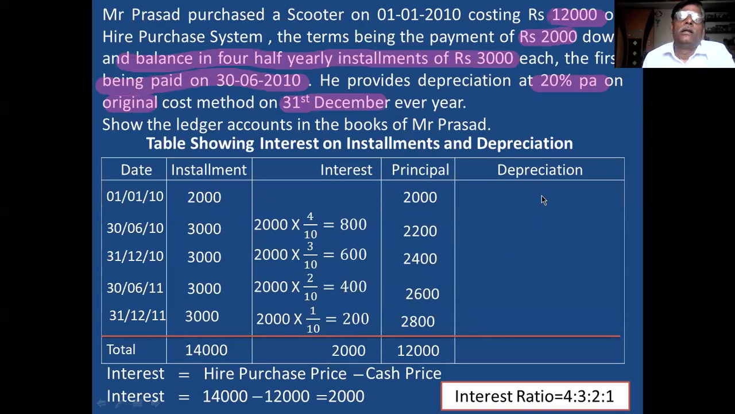Then the rate of depreciation is 20% on original cost. Original cost means fixed installment method. Then where do I have to write the depreciation? Depreciation you have to calculate. On which date, in which line, do I have to calculate depreciation? Anyone tell me?